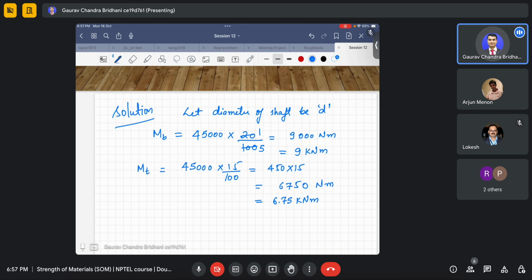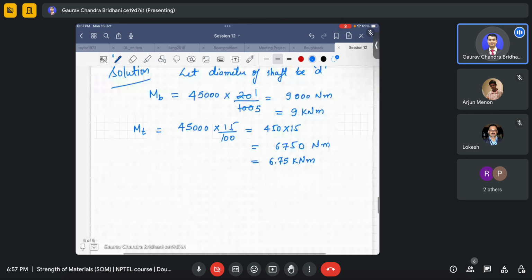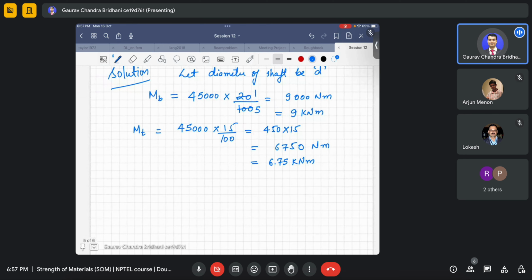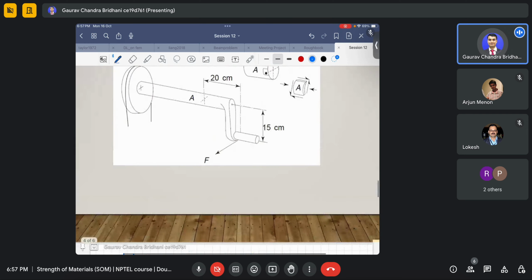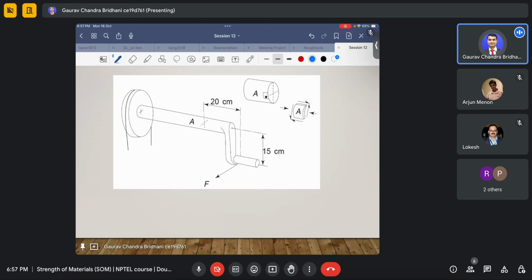Correct. Thank you. So we have our bending movement as well as the twisting movement. Now what is the scenario? The scenario is, as you can see in this figure, that there is a compression due to bending and there is a pure shear state of stress. So two different states of stress are combining to make a combined state of stress.